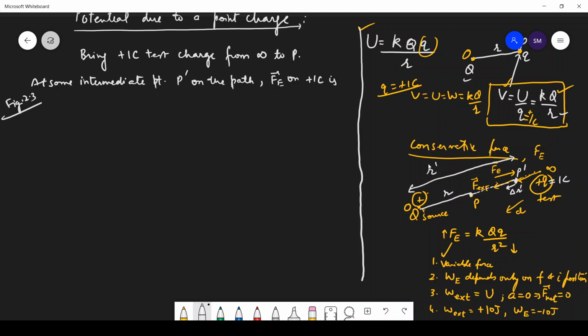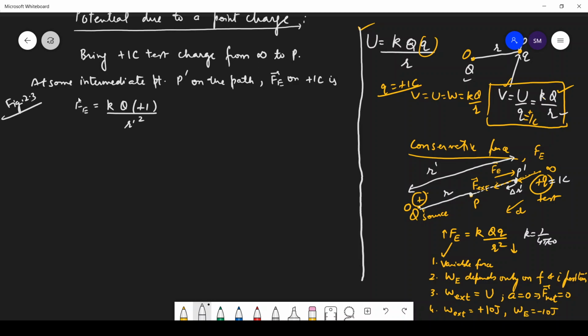So at some intermediate point P dash on the path, electric force on 1 coulomb is given by, so that's the formula, F is equal to KQq by r square. Electric force is equal to, well, I am writing the magnitude only, K capital Q, force between this charge and plus 1 coulomb charge over here. K is equal to 1 upon 4 pi epsilon naught, that is Coulomb's constant. And what is another charge? This test charge q is plus 1 coulomb, divided by this distance here, r dash. So r dash square. So this is the magnitude.